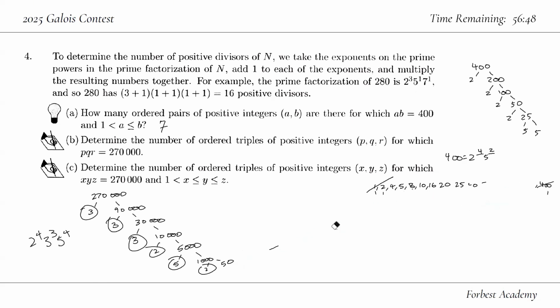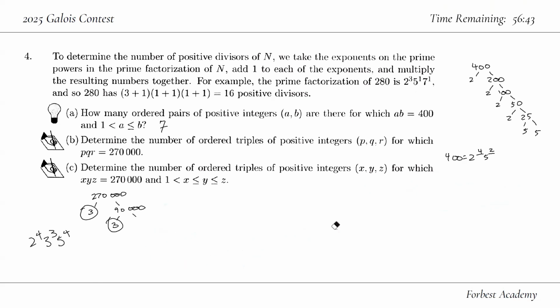Let's free up some room here. You guys will be able to write on paper, so you'll have more room than I have here. So you shouldn't need to erase anything. But let's say P is equal to 2 to the A1, 3 to the B1, 5 to the C1. Q is equal to 2 to the A2, 3 to the B2, 5 to the C2. And R is equal to 2 to the A3, 3 to the B3, 5 to the C3.